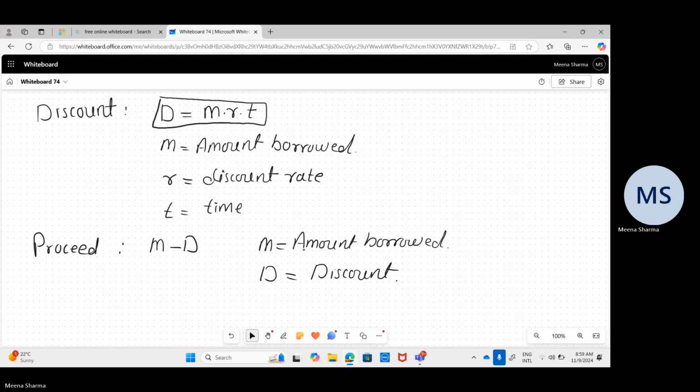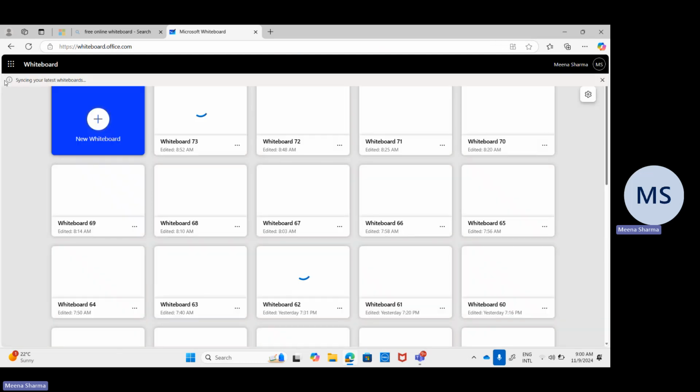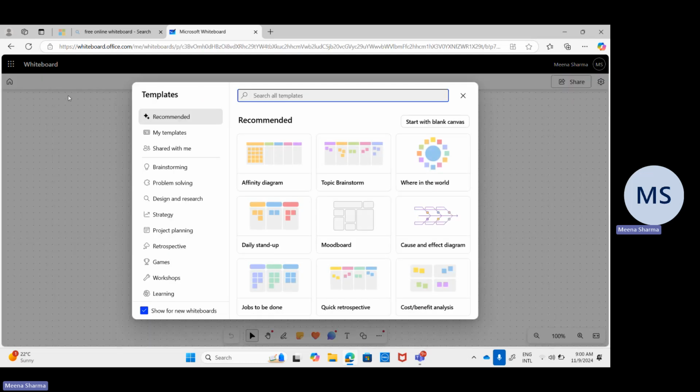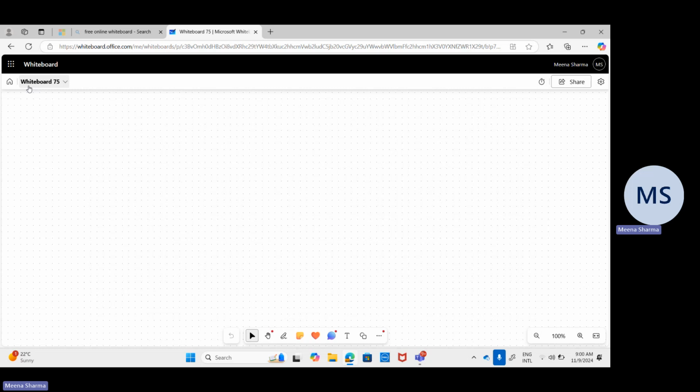Now, to learn how to find discount or proceed, we need one example, and we will take question number 19B as that example. What is given in this question?